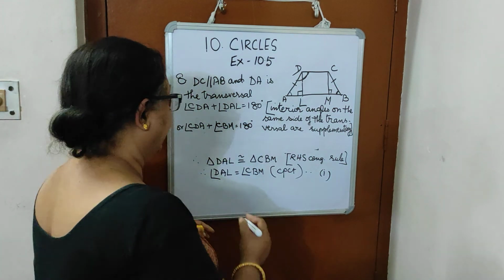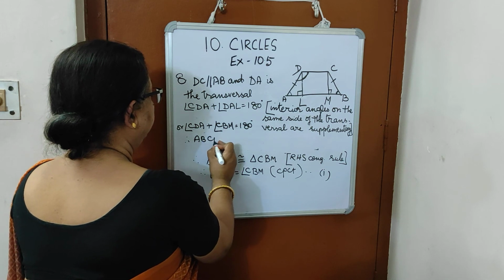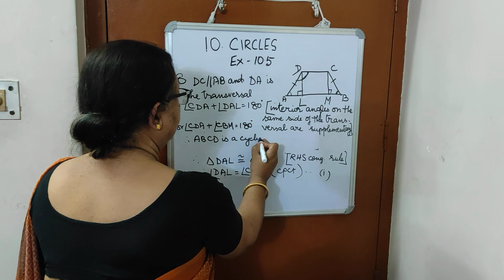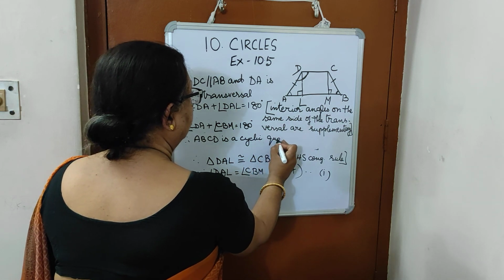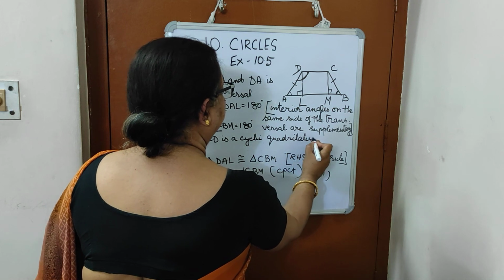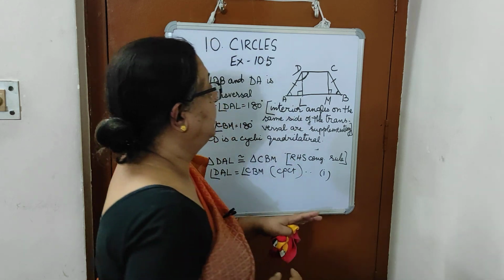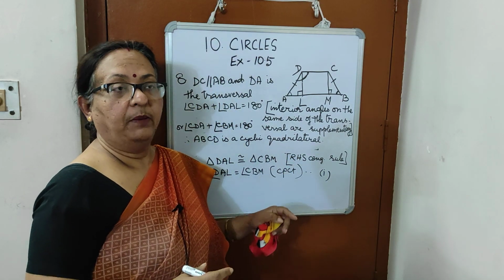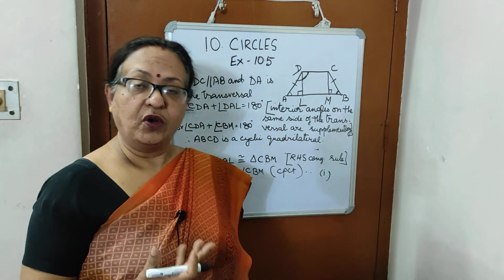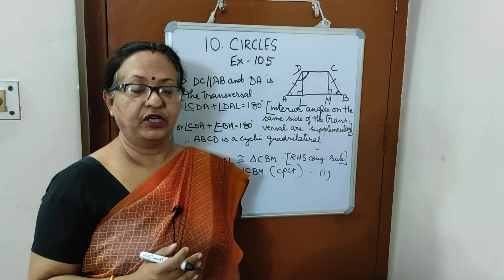So therefore we can write, therefore ABCD is a cyclic quadrilateral. Okay children, understood? So proved. So this is how we prove by taking the help of the properties of chords or the theorems that we have learnt. So okay, let it be this much. Thank you children.